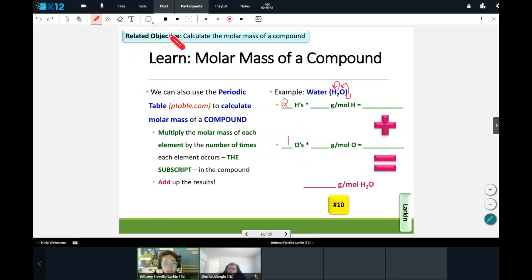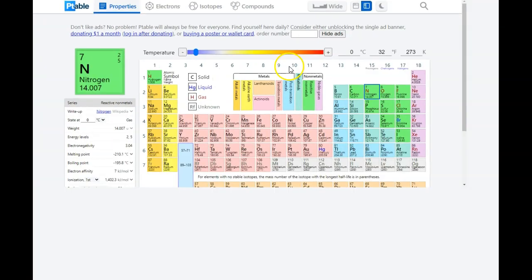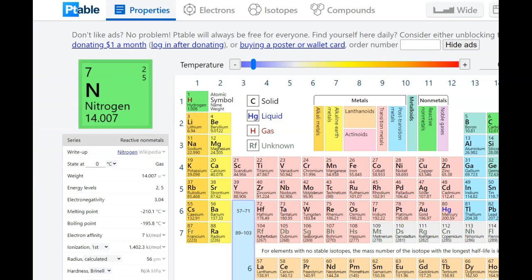So all we need to do then is take the molar masses of those individual elements, multiply them by how many times they occur in the compound, and then put it all together. So let's take a look at the periodic table up here. I'm going to share this with you once I find where my window went. Oops, here we go. Tools, share. And here we go. Let's take a look at hydrogen first.